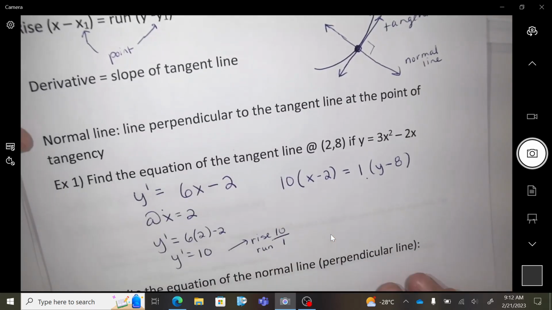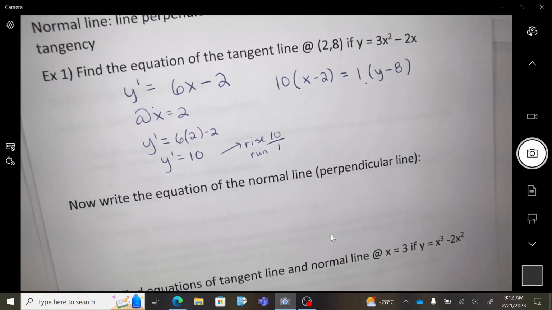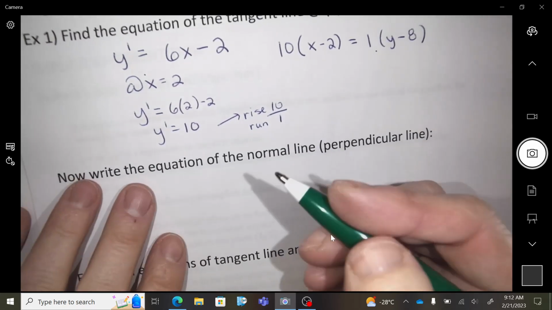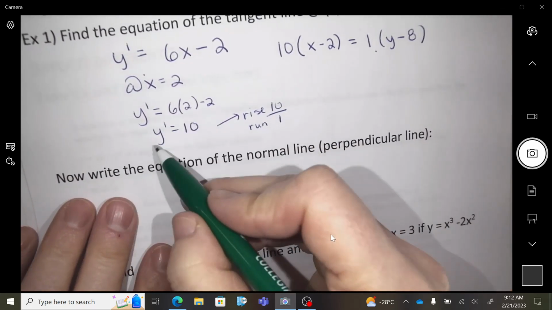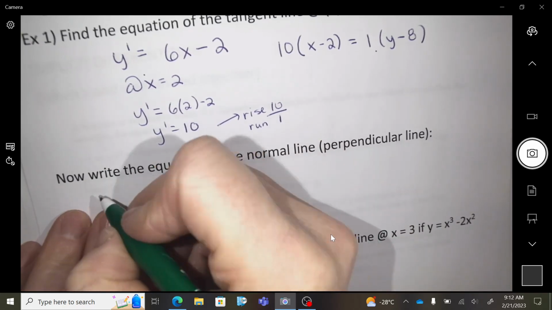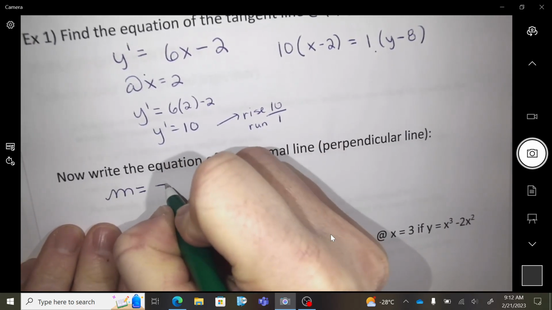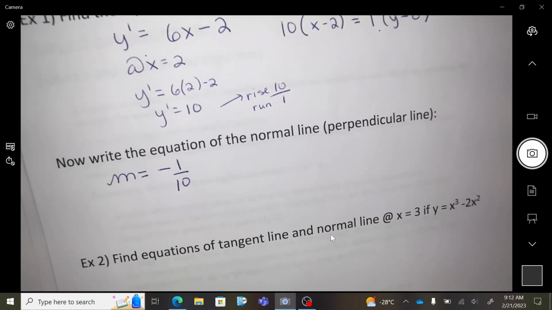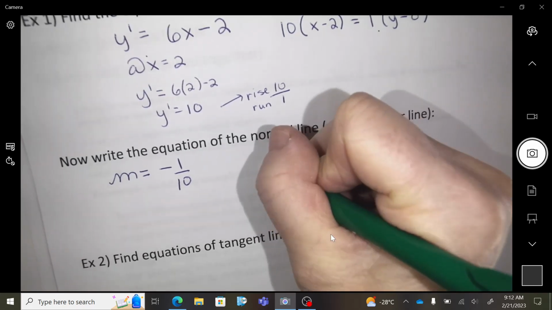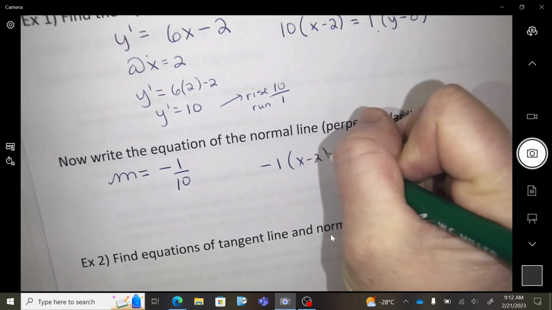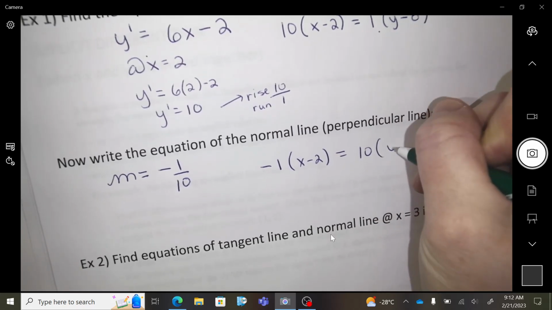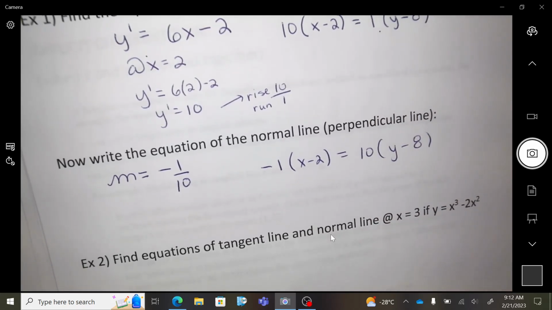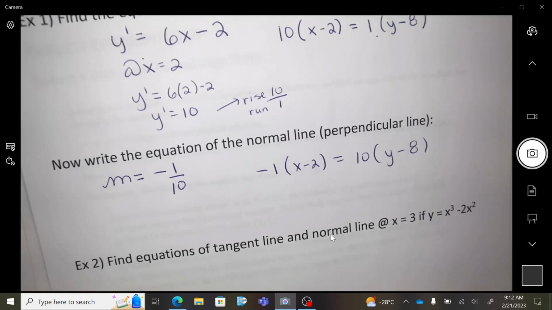Okay, so negative reciprocal. So what is the negative reciprocal of 10? Negative 1/10. And it goes through the same point. So we can do the same thing except change the slope up.